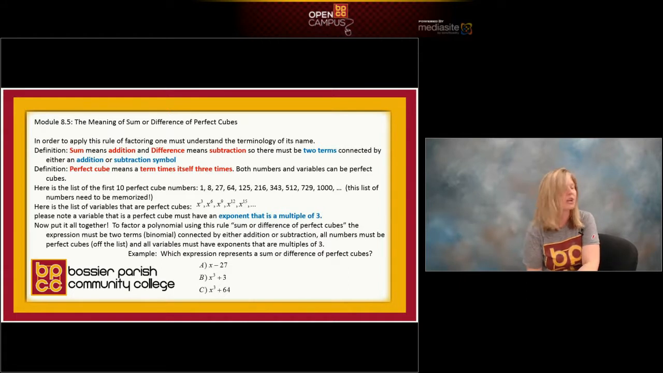What about my last expression? X cubed plus 64. Well, it's got a sum, so we're okay. X cubed has an exponent of 3, which is a multiple of 3, good. 64 is on the perfect cube list. It's 4 times 4 times 4. So that last expression, x cubed plus 64, is what we're going to learn how to factor in our next video. See you then.